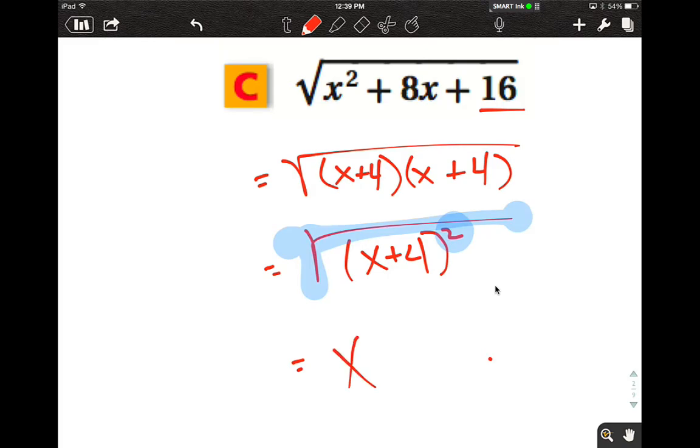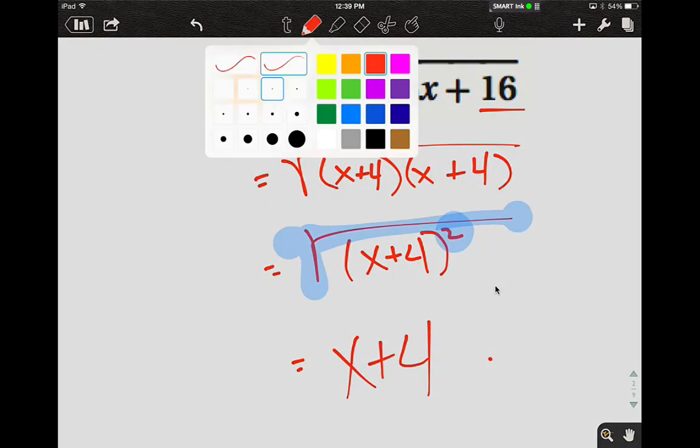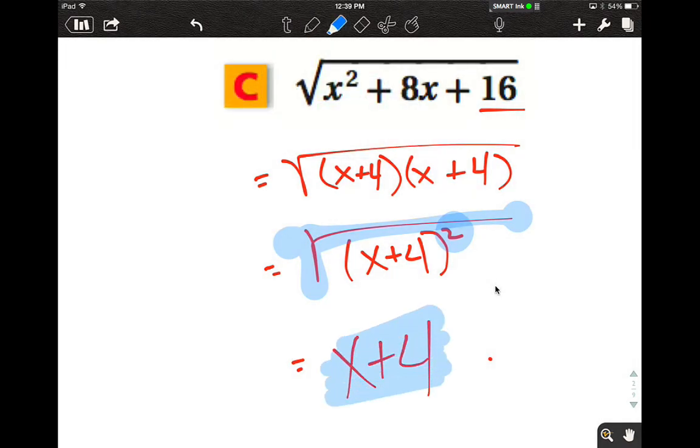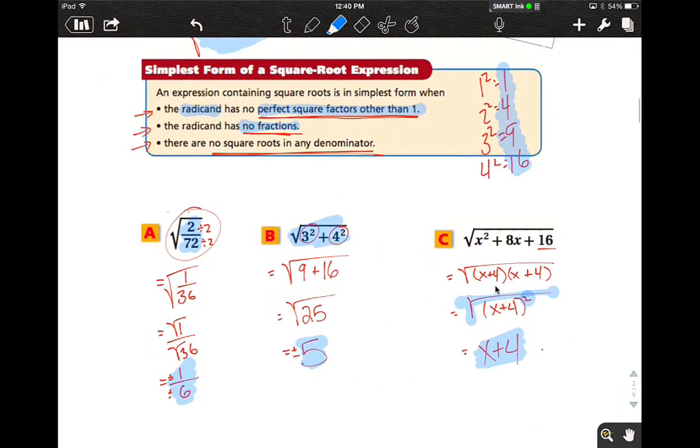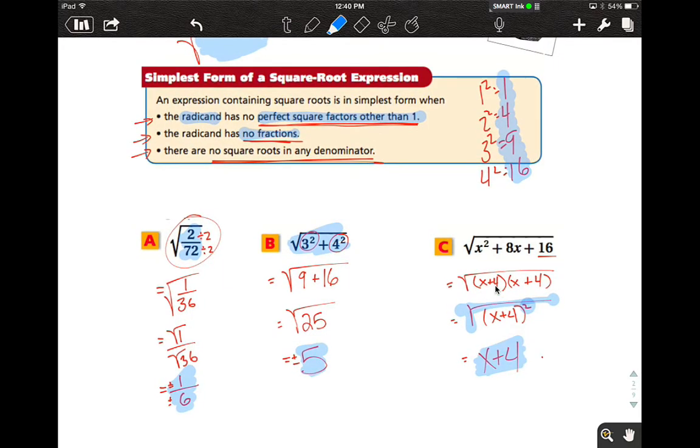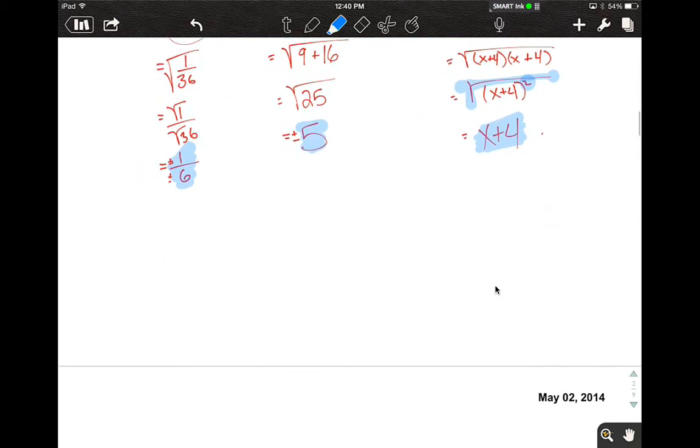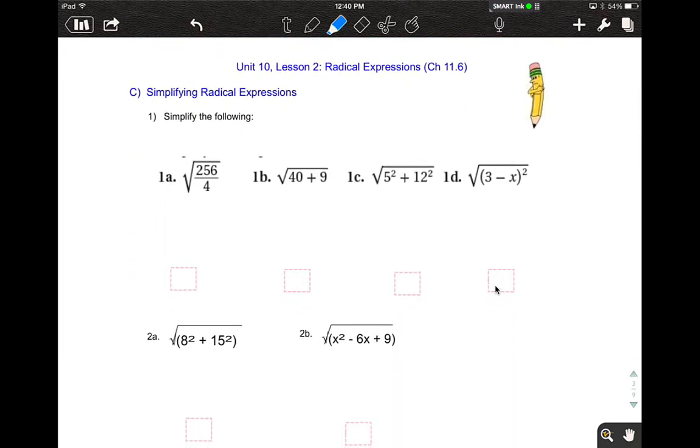So my final answer is just x plus 4, and I'm done. Okay, so many different things that we're going to be doing in this unit as far as simplifying, but the idea is, can I make the problem more simple, which is the commonality through simplifying. Okay, so this is the idea of simplifying. Let's keep going. Okay, these are some more examples.